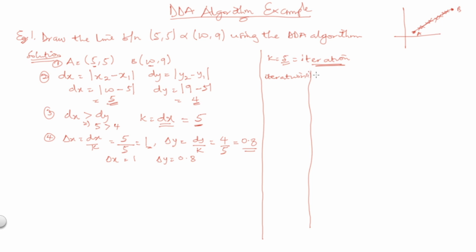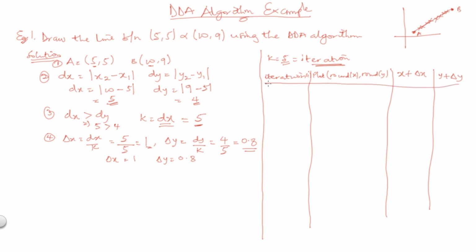The next one is to plot a round of x and a round of y. And after we compute x plus change in x, the last one will be to compute y plus change in y. Alright, so these are the headings that we go through to finish up the intermediate points.